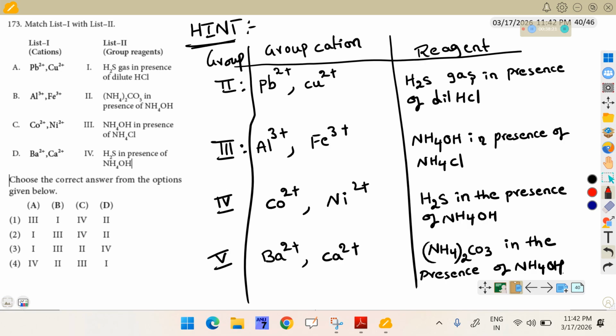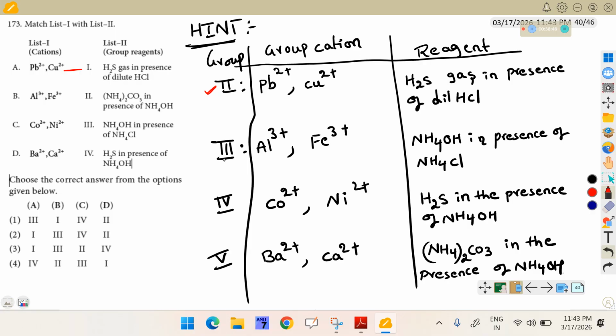See the next question. List 1, list 2. List 1 is cations, list 2 is group reagents. First of all, Pb2 plus and Cd2 plus are group 2 cations. What is the group 2 reagent? H2S gas in the presence of dilute HCl.